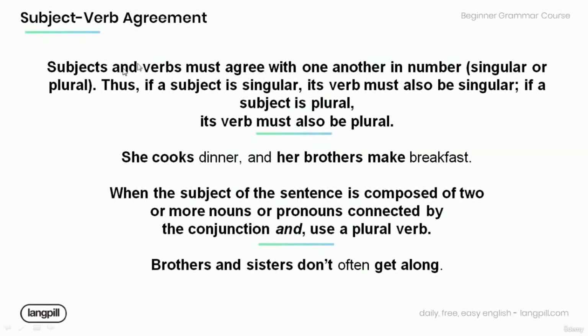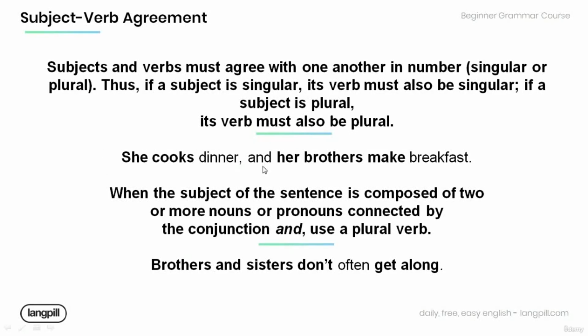Note that subjects and verbs must agree with one another in number, singular or plural. Thus, if a subject is singular, its verb must also be singular. And if a subject is plural, its verb must also be plural. Have a look at the example below.